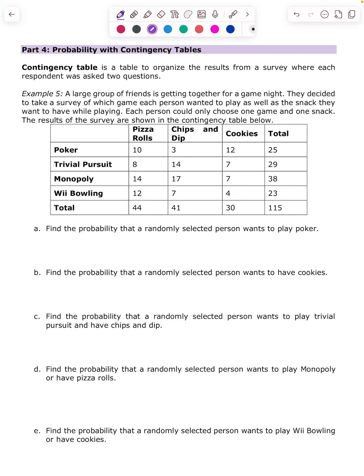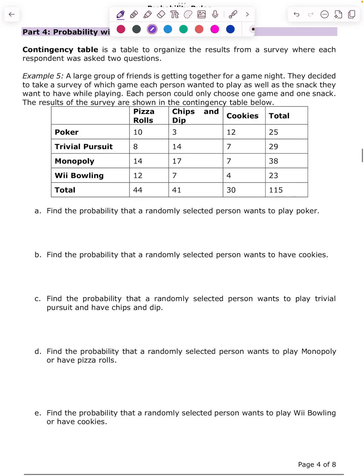We're now going to look at how to calculate probability when we're looking at a contingency table. A contingency table is a table used to organize the results from a survey where each respondent was asked two different questions.